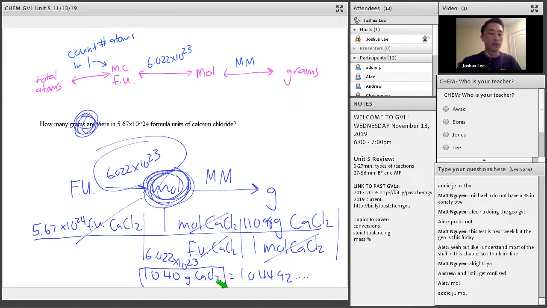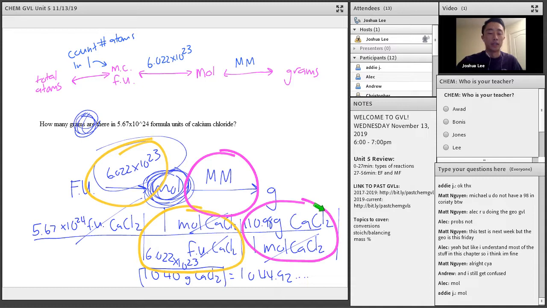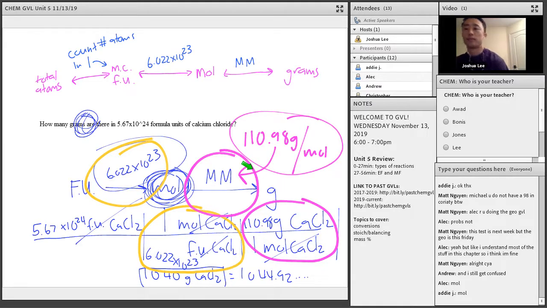So if I circle some stuff, this box right here is this arrow right here. It's like, hey, it's 6.022. And then this arrow right here is this box right here. Because if you actually look at it, the 110.98 grams per mole, this is molar mass. But yeah, so that's pretty much it.